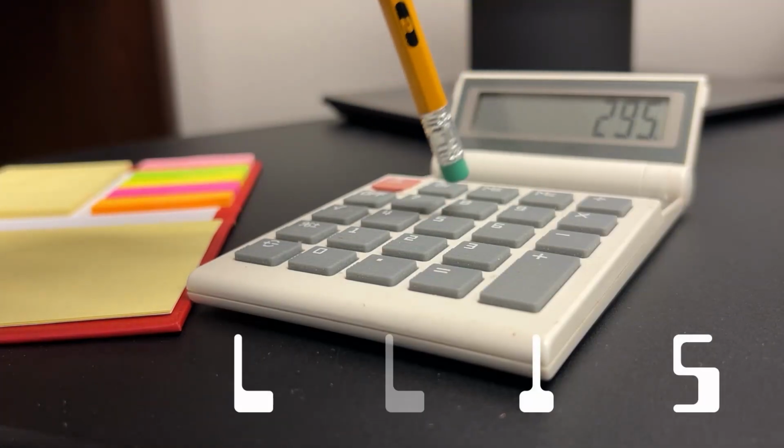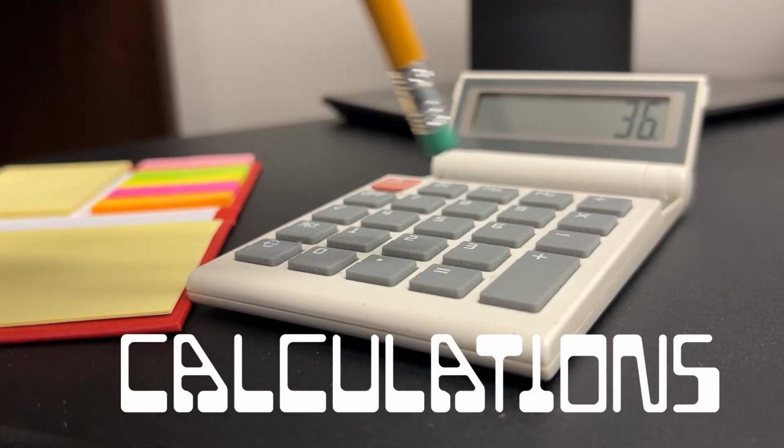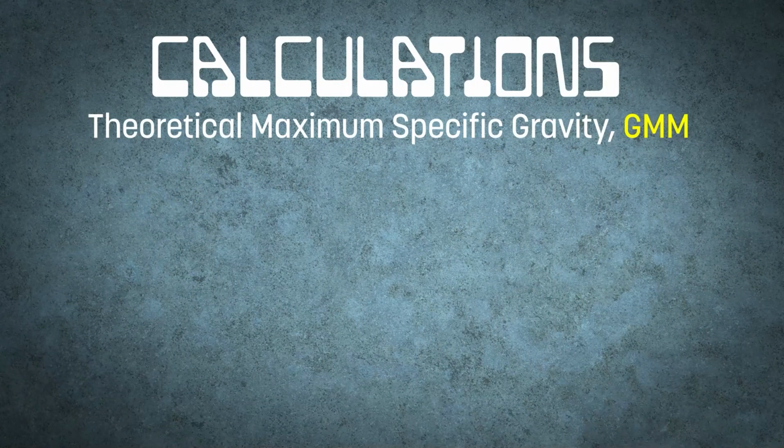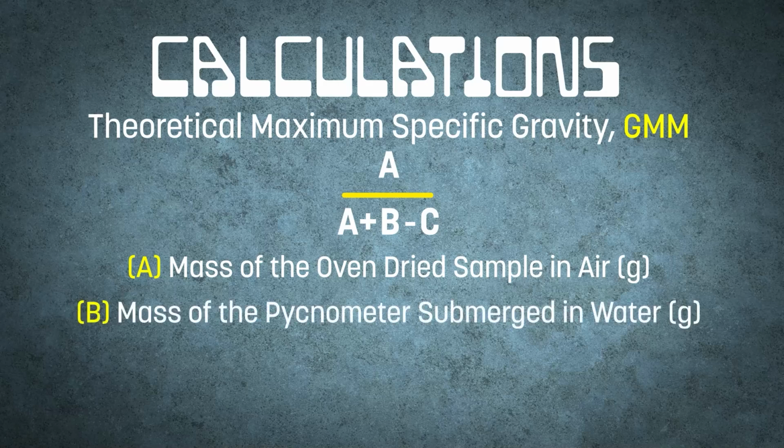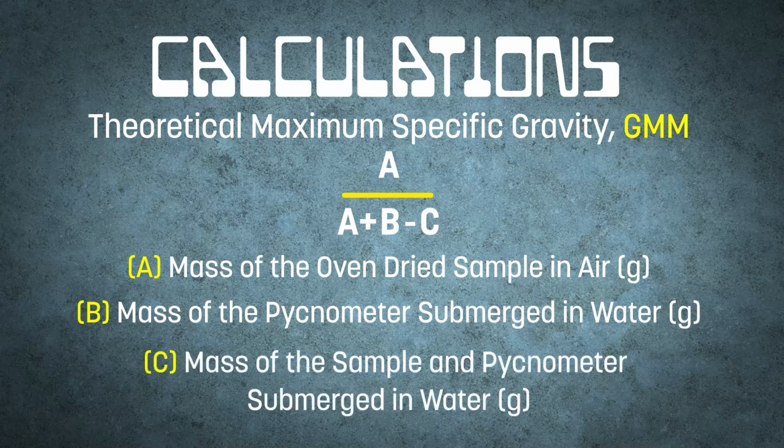We can now go ahead and calculate the theoretical maximum specific gravity, or GMM. The calculation for GMM is A divided by A plus B minus C, where A is the mass of the oven-dried sample in air, B is the mass of the container submerged in water, and C is the mass of the sample in container in water.